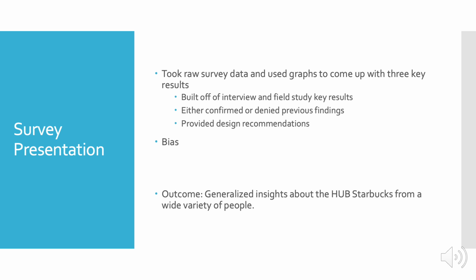Took raw survey data and then, again, presented 3 key results. And then it either confirmed or denied previous findings because this did have a larger user group. And I also provided design recommendations. And in this case, we had to take into account bias because I did have to only survey 15 people, which is like a small sample size, and so I had to acknowledge that as well. So the outcome of this was that I got generalized insights about the hub Starbucks from a wide variety of people.